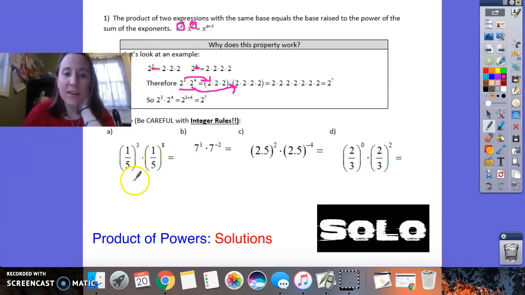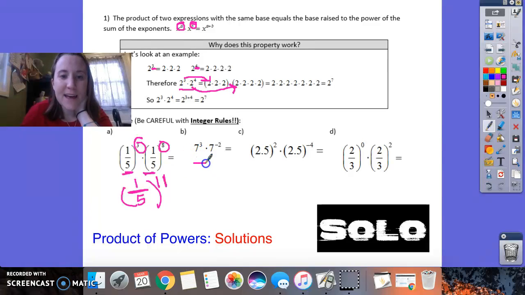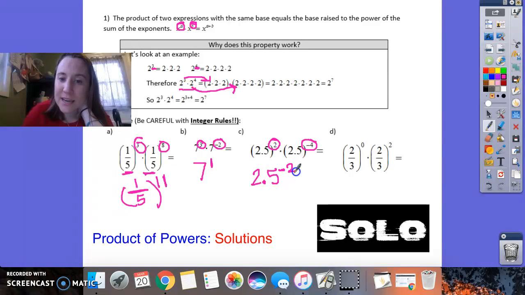So if we are looking at our examples here, my base is the same, 1/5, 1/5, and I will add the exponents. So this would become 1/5 raised to the 11th power. This would become 7, be careful here, 3 plus a -2 is a 1. Be careful here too, do you see how integer rules come back? This would be 2 and 5/10 to the -2nd power.